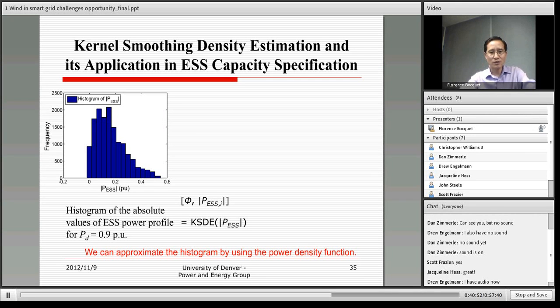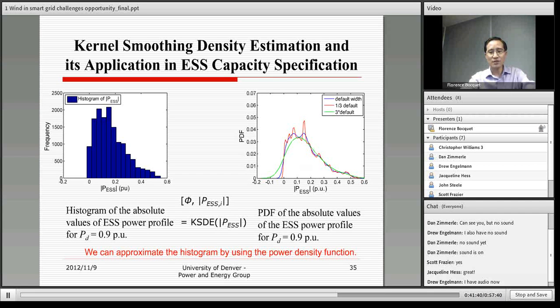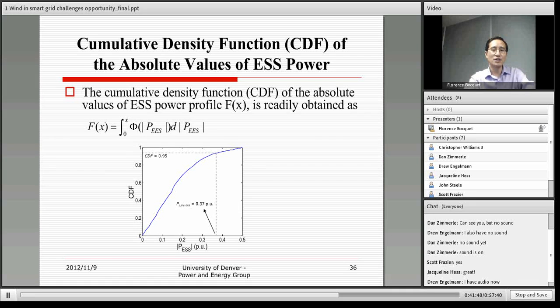I'm going faster because we're running out of time. So we do, for example, a histogram analysis of the power required from the energy storage systems. And we can see that a lot of the fluctuations are concentrated at relatively lower power levels, and the higher power fluctuations, for example, 0.4 per unit, 0.5 per unit, happen less frequently. So we can use a PDF, probability density function, to approximate this histogram and come up with a model of this fluctuation needed by the energy storage systems.